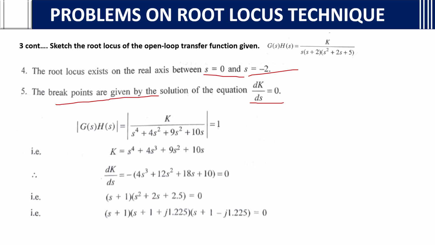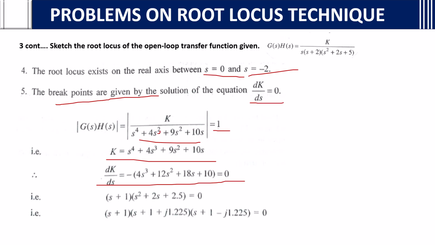So you can write g of s into h of s is equals to 1. You can write in terms of this. You can differentiate. After differentiation, what you will get? Minus 4s cube plus 12s square plus 18s plus 10. Right. See, it is not 12s, it is 12s square plus 18s plus 10. Okay, you will get like this. After getting like this, here it is not square, it is cube.